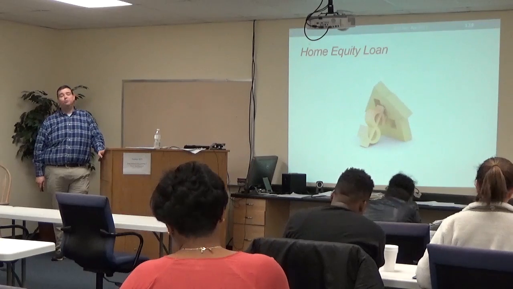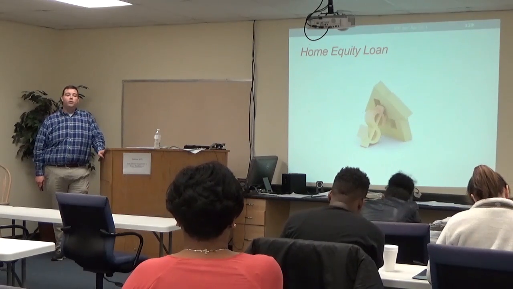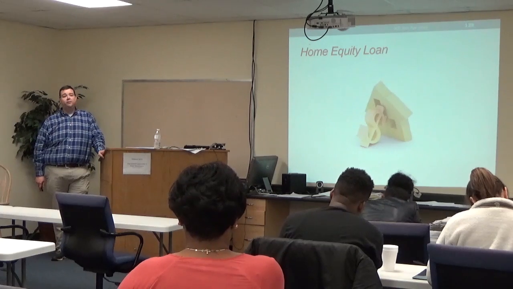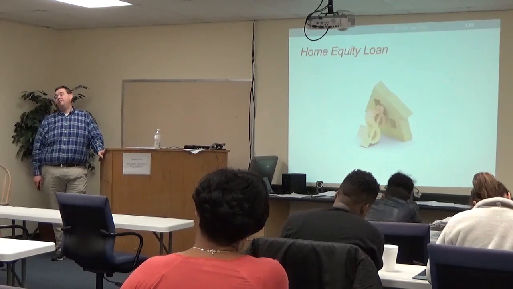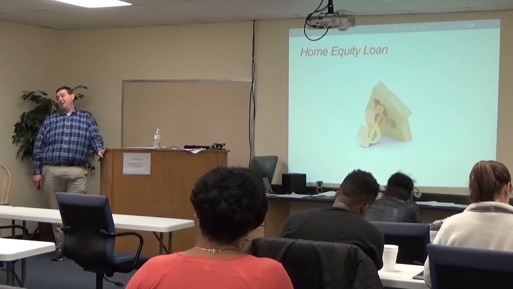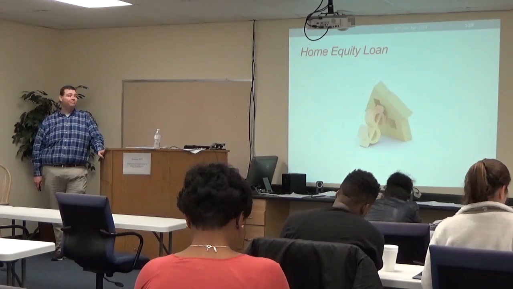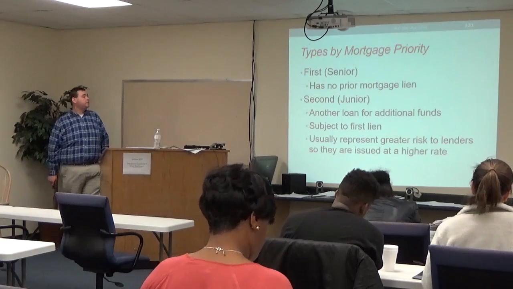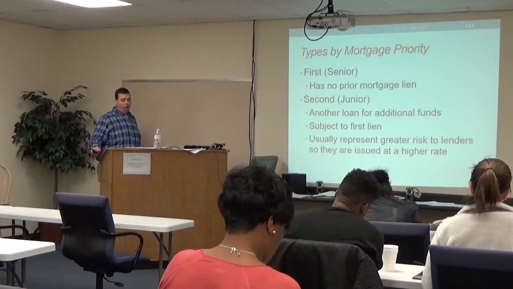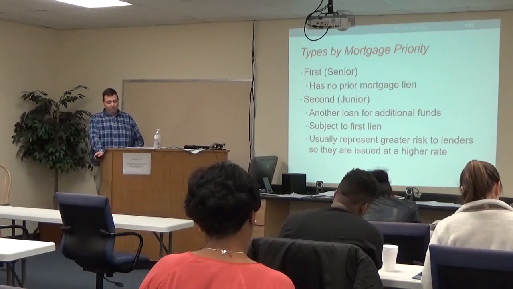And yes, these are sometimes used in purchases too. I have seen people get an 80% conventional loan, put 10% down, and do a 10% home equity line of credit. You can structure things like that. All right, talked about reverse annuity. As far as mortgage priority, we just talk about words like first and second. That's what they mean, the order they get paid in.